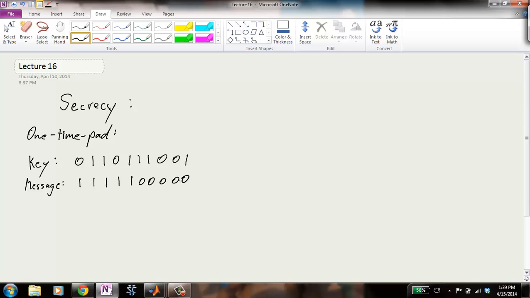The way you encode is you simply, bit by bit, do an exclusive OR operation. So you do XOR, in other words, a binary sum or a mod 2 sum. We record simply whether or not the two bits are equal or different. Different is written as 1. The same is written as 0. That's what an exclusive OR is.